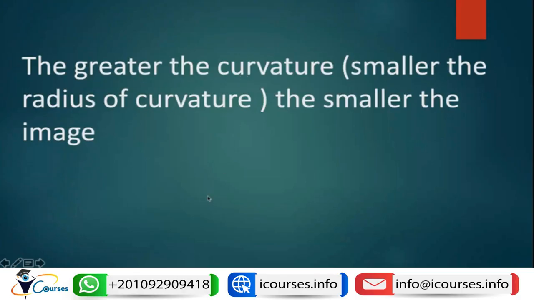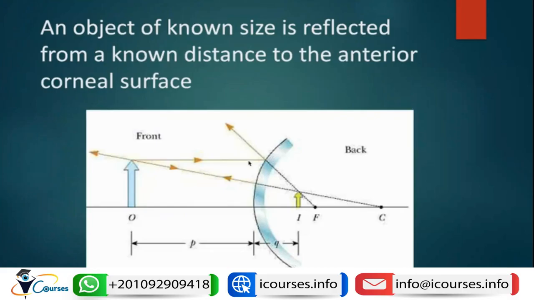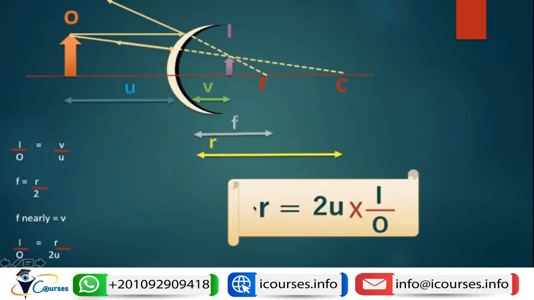So as we said, the greater the curvature, the smaller the radius of curvature and the smaller the image. So by knowing the object size, we can calculate the image size. If we calculate the image size, we can know the radius of curvature and the power of the cornea. And also, if we have a fixed image size, we can calculate the object size. And if we calculate the object size, we can know again the radius of curvature and the power of the cornea. So how can we do this?